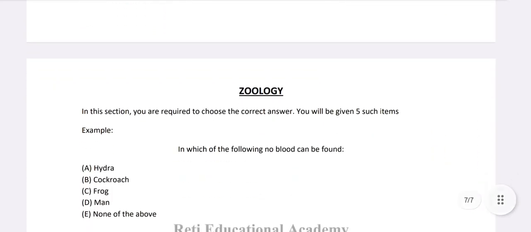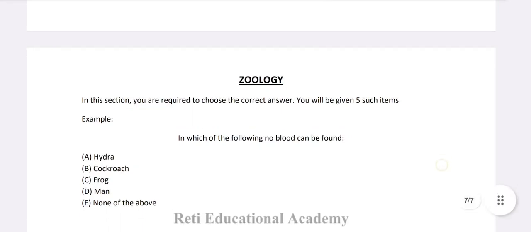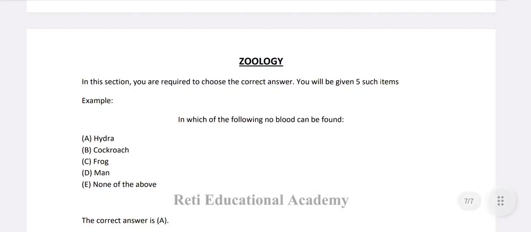Zoology. In this section, you are required to choose the correct answers. You will be given 5 such items. Example, in which of the following can no blood be found? A, hydra. B, cockroach. C, frog. D, man. E, none of the above. And the right option is A, hydra.